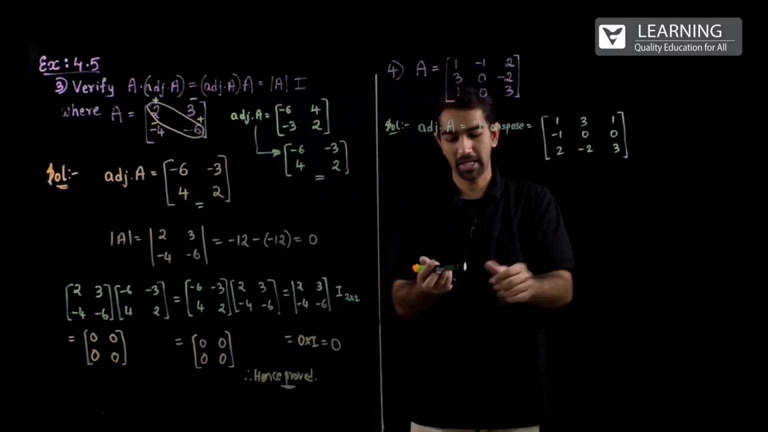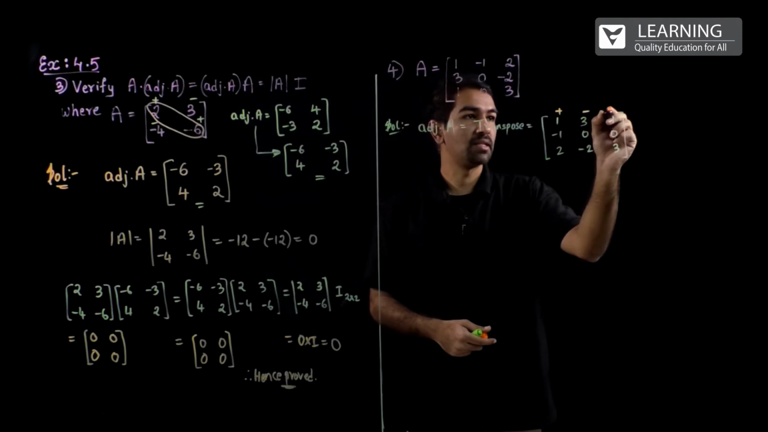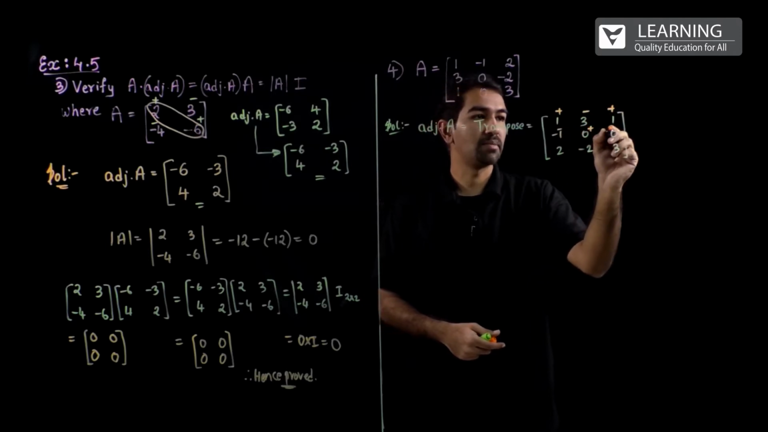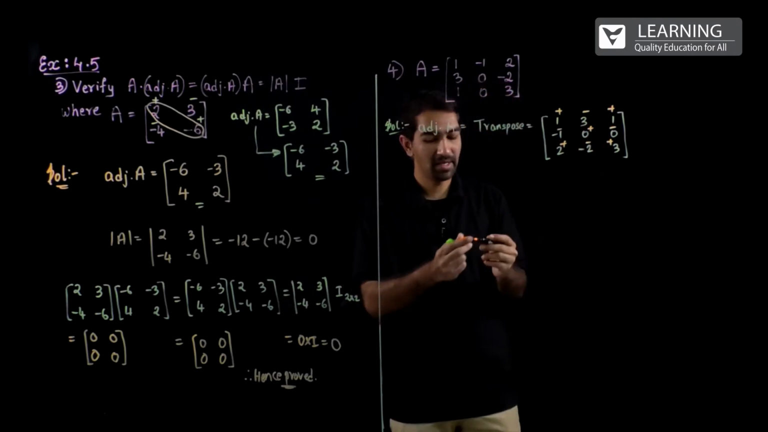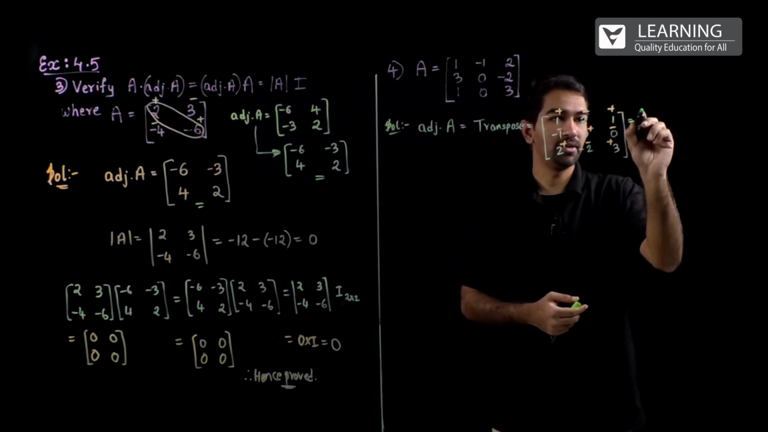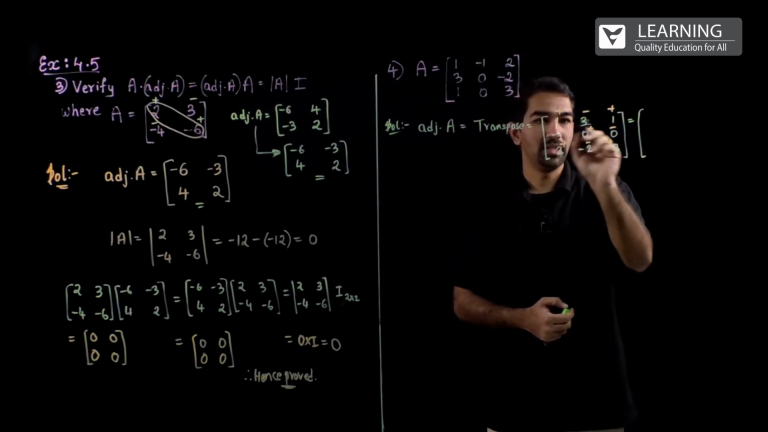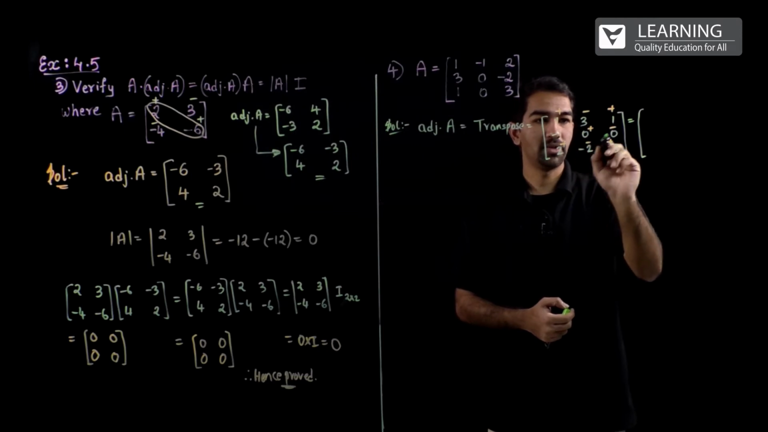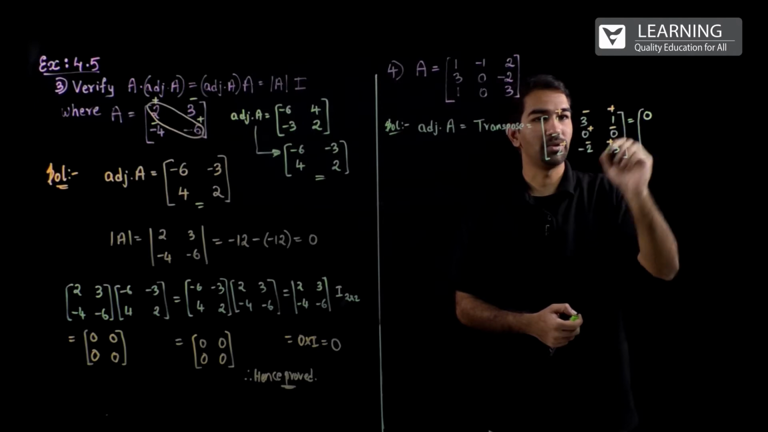So first we took out transpose. Now write the cofactors for each and every element. Plus, minus, plus, minus, plus, minus, plus, minus, plus. Find out the minors of each and every element here. So that will give us the adjoint. So now finding out the minors. So these both are gone. 3 zeros is 0, minus 2 zeros is 0. So 0 into plus, so that will become 0 only.